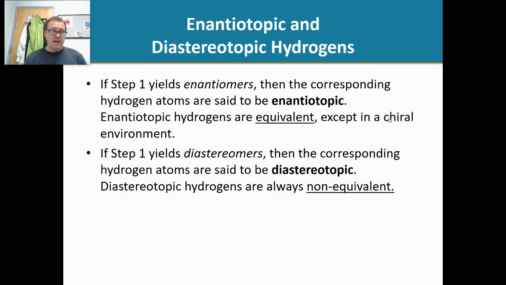The next type of hydrogen is a diastereotopic hydrogen. Those hydrogens are always non-equivalent. So, it's best to go through some examples so you can see what I mean by enantiotopic and diastereotopic.